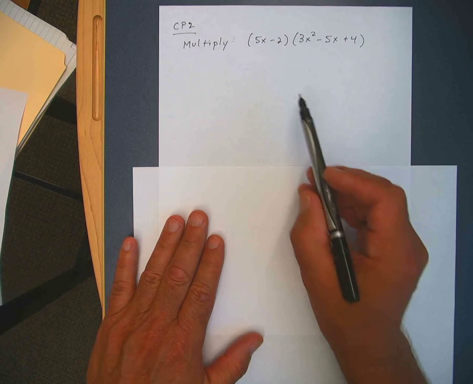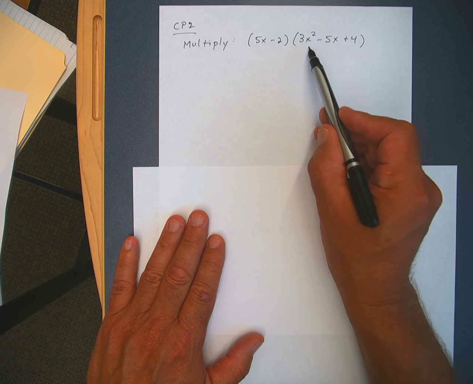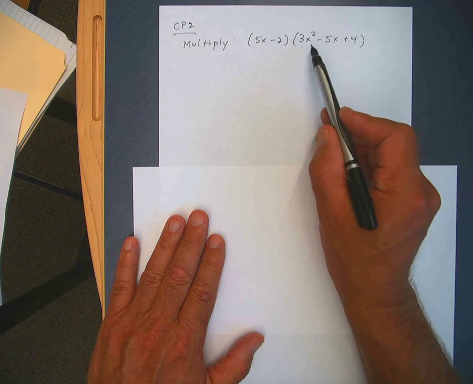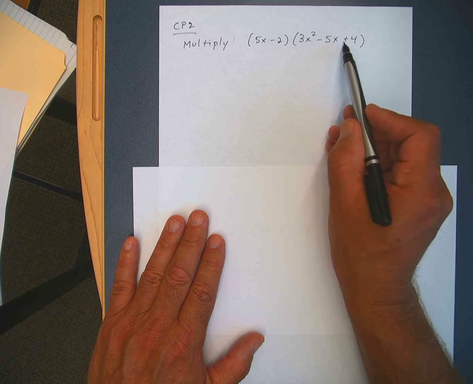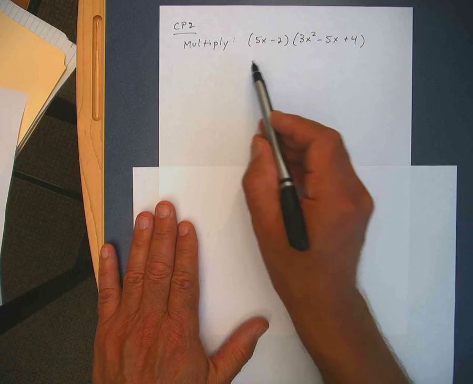Next, I'd like to go over two examples where we're multiplying polynomials. This first example is checkpoint 2. In the book, it multiplies this binomial, 5x minus 2, times this three-term polynomial, or trinomial, 3x squared minus 5x plus 4. There are two different methods covered in the book.